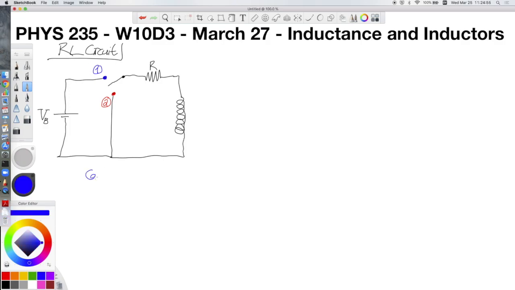So if we connect the switch to 1, the current is going to try to rise from 0 to, well, the current eventually wants to be at a value consistent with Ohm's law. So if we have the entire battery voltage spent at the resistor, we'll call this I max. The current is going to try to rise from 0 to I max, but the inductor is going to fight this change.